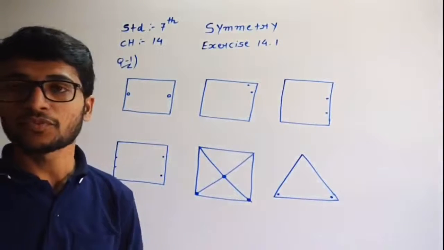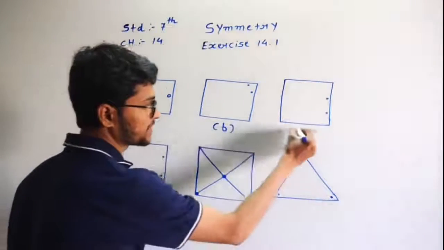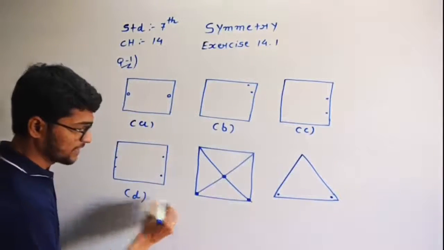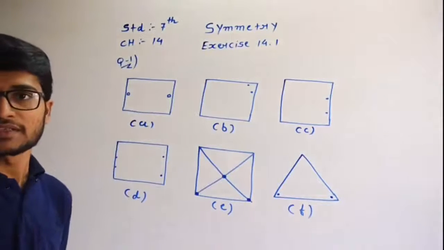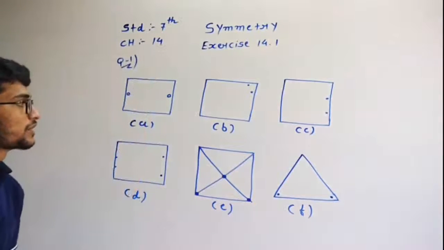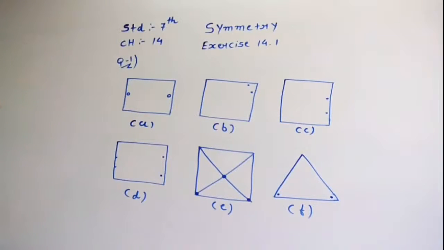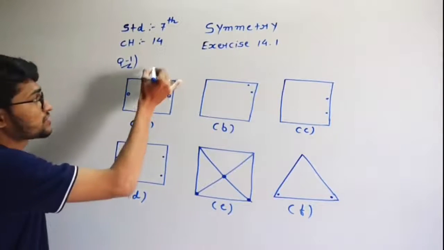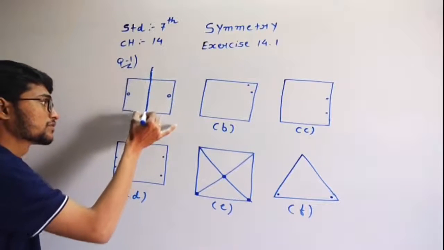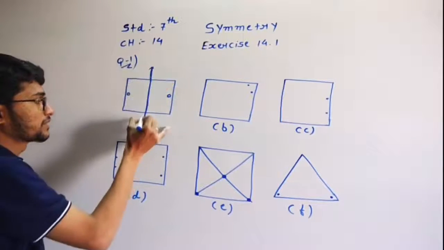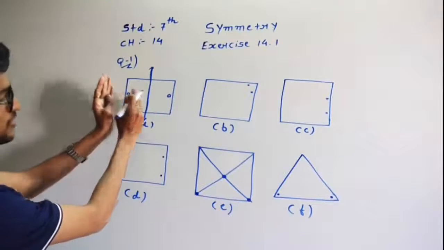So let's start with the first one. Suppose this one is given: A, B, C, D, E and F. So 6 figures are given. Let's start with the first figure. In the first figure we have to draw a line of symmetry. So how do we draw it? See, dear students, if we draw one straight line, this means this one, right? And this one. See, here are two equal parts, and these parts overlap each other.